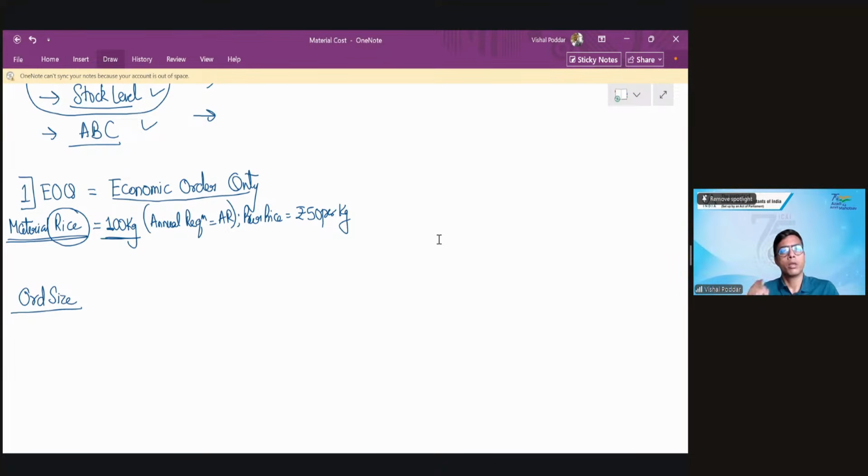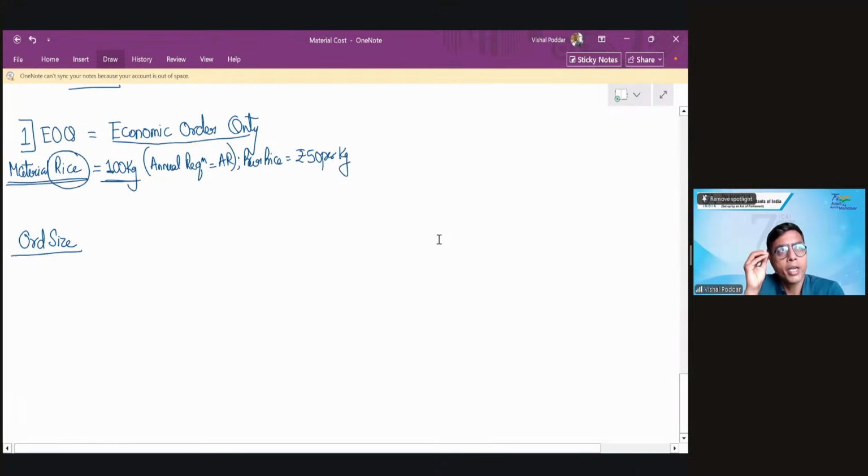Now, I need to purchase 100 kgs. That is done. But how to purchase this 100? I have different options. What are those different options? I will go to the market and buy 10 kgs today. Again, after some time, maybe 1.5 months, I'll again go to the market and buy 10 kgs. So every time I am buying 10 kgs, 10 kgs, 10 kgs.